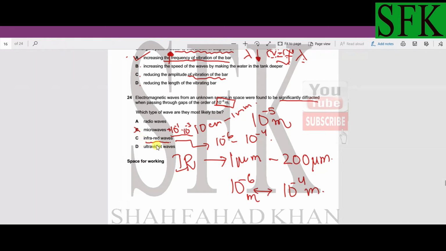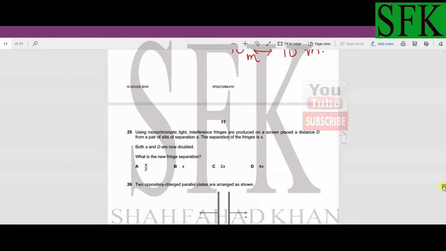What about infrared? Infrared has a range of 10^-4 to 10^-6 meters. So yes, this is a possible answer, and actually C is the correct answer. Because 10^-4 to 10^-6 is the range that includes 10^-5, and it is the most comparable range for the wavelength that they have given us. All right, moving on to the next MCQ.